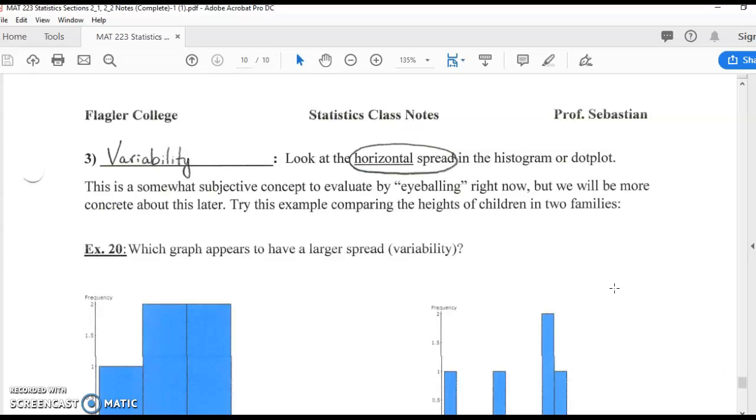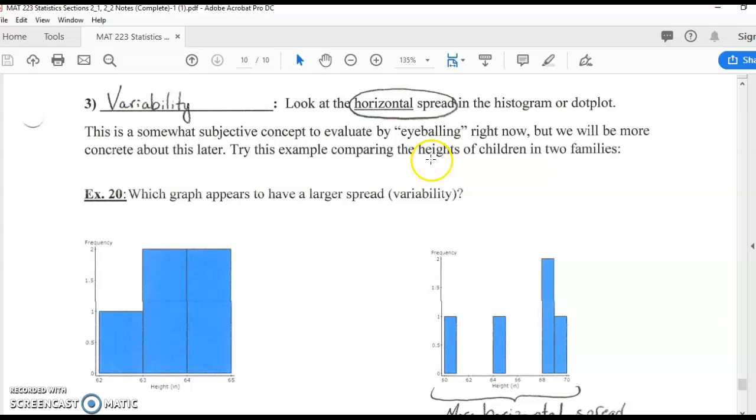What are the differences in the data? The horizontal spread along the x-axis. Look at the horizontal spread in the histogram or the dot plot. It's a somewhat subjective concept to evaluate by eyeballing right now, but we will be more concrete about this later.